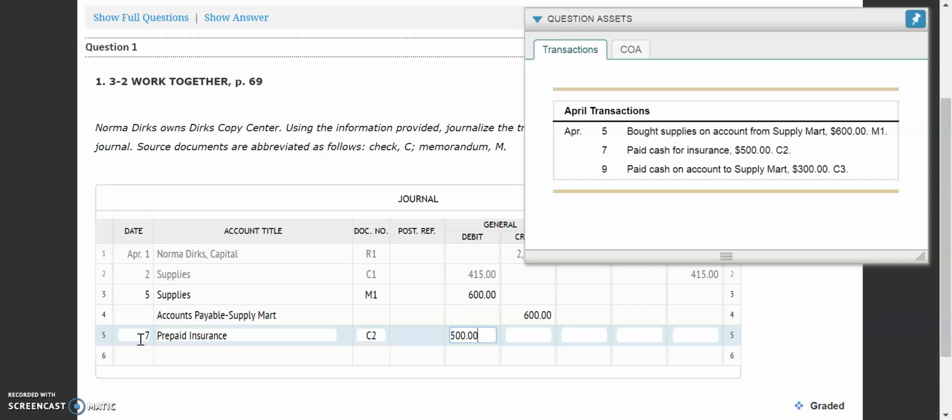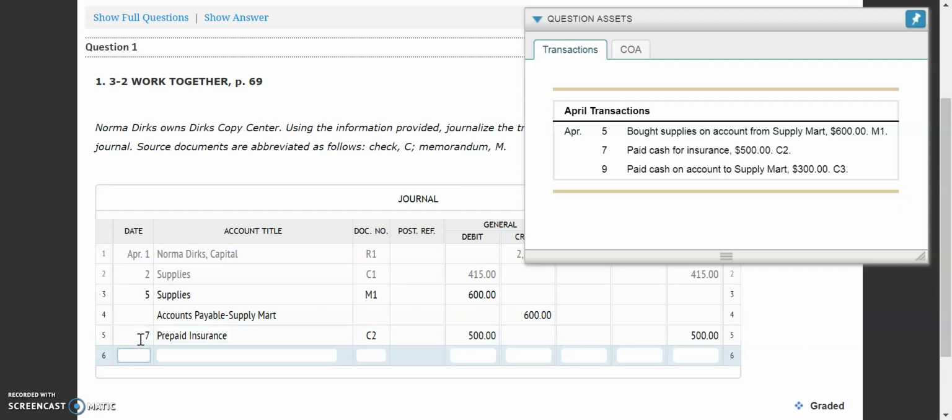Then it says we paid cash. So that's recognizing that cash is going down. So we have a credit to cash. I'm going to tab all the way over and put $500 in there. That's journalizing our April 7th transaction. Our last one is on the 9th. So we tab over. It says we paid cash on account to Supply Mart.